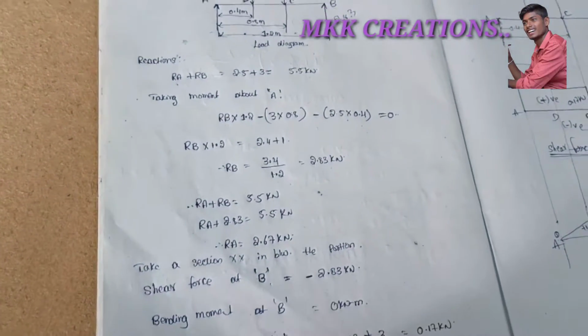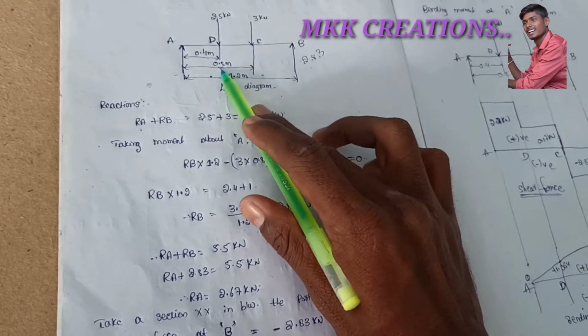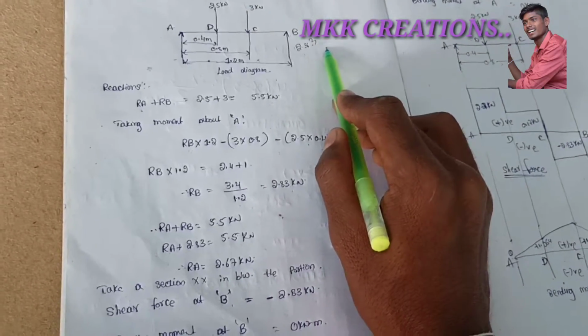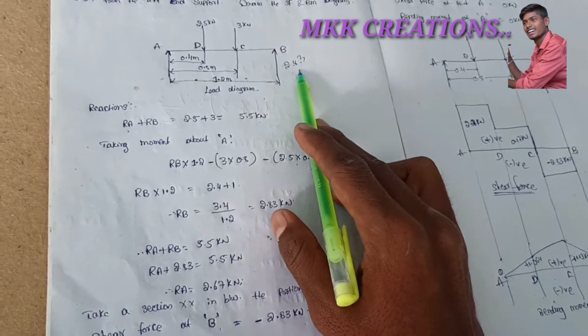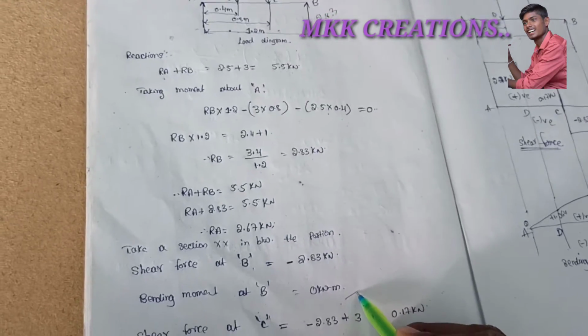And next, bending moment at the starting point B: there is no distance, so force into distance is 0. Force is 2.83 into 0, which is 0. So that is 0 kilonewton.